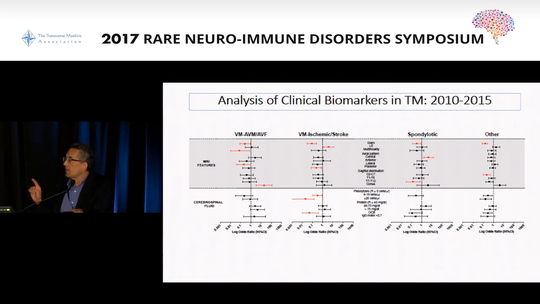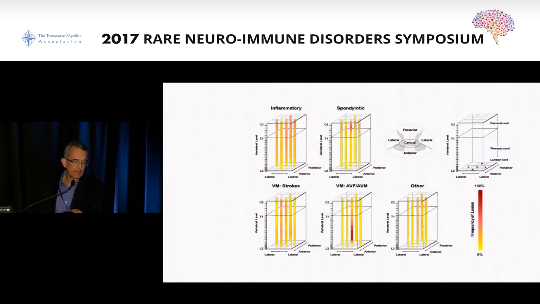In other words, a patient with vascular myelopathies like a stroke or even arteriovenous malformation may have some degree of white cell presence in the spinal fluid. So the clinician needs to be very, very careful with that type of analysis.